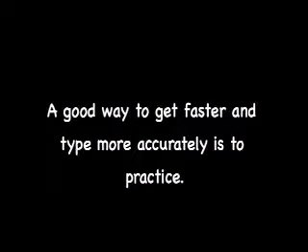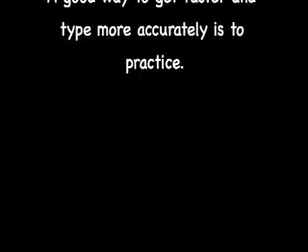A good trick to find the home keys without looking at the keyboard is to feel for the raised dots on the F key and the J key. Your left index finger should feel for the dot on the F key, and your right index finger should feel for the dot on the J key. You should try not to look at your hands while typing. A good way to get faster and type more accurately is to practice.